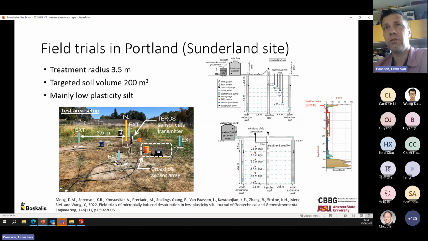We flush it towards the extraction wells, and the extraction wells are placed to keep a constant head and extract the liquid into the extracted groundwater container. We measured the salinity both in the tanks, and we measured the salinity and volumetric water content in the ground as well. We found the soils where we placed our sensors and wells were situated in a low plasticity silt environment. And we targeted about 200 cubic meters of sand with a treatment range of 3.5 meters.